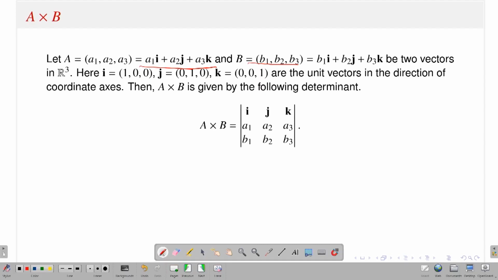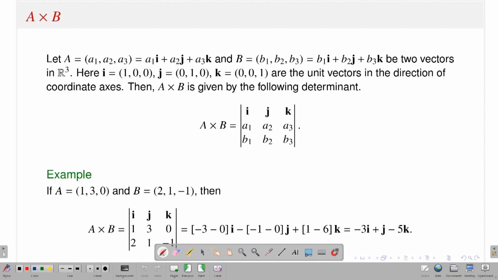Then A cross B is defined as a 3 by 3 matrix determinant. The first row is the i, j, k vectors. The second row is basically the first vector A, that is, its components A1, A2, A3. The third row is the components of the B vector, B1, B2, B3. So, the value of this determinant is basically a vector quantity.